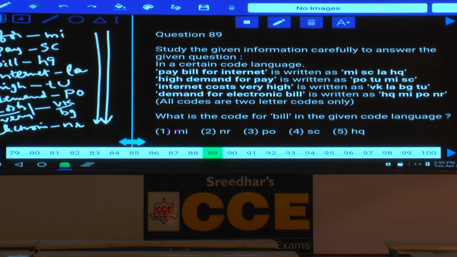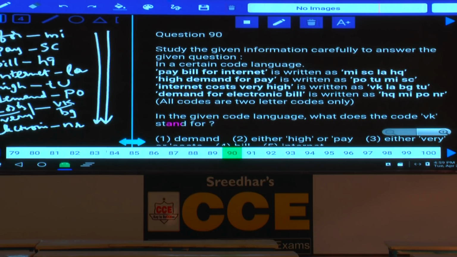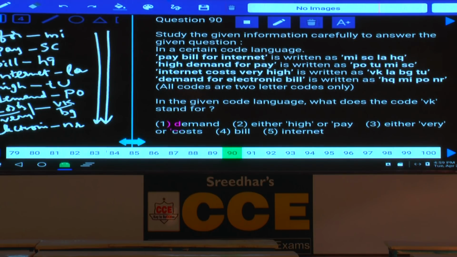And 89, what is the code for the word bill? HQ, that is given in choice 5 again. HQ choice 5. Then question number 90. In the given code language, what does the code VK stand for? VK stands for either cost or vary. Choice 3. Done with this? Now this is about question numbers 86 to 90.